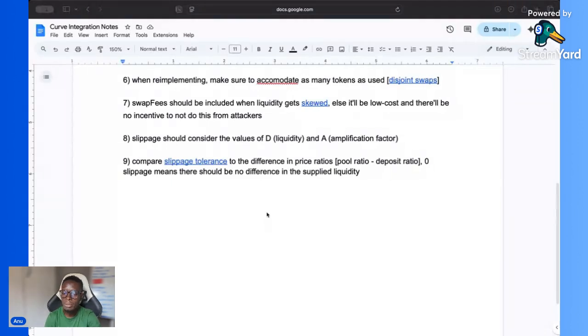Now that happens only because fees are not added. Say you get to skew the pool, you get to pour in $1 million USDC into a $10 USDT pool.